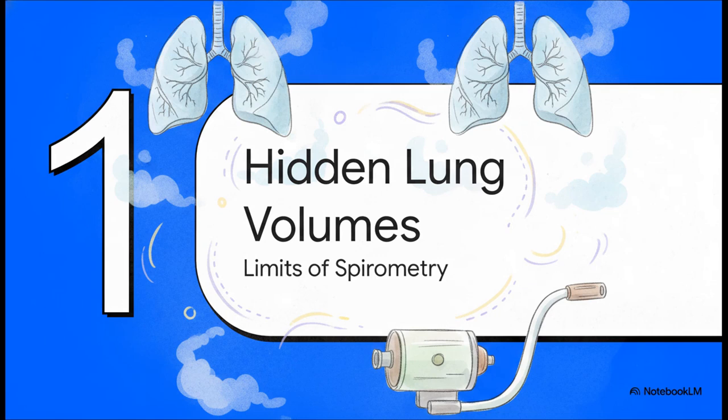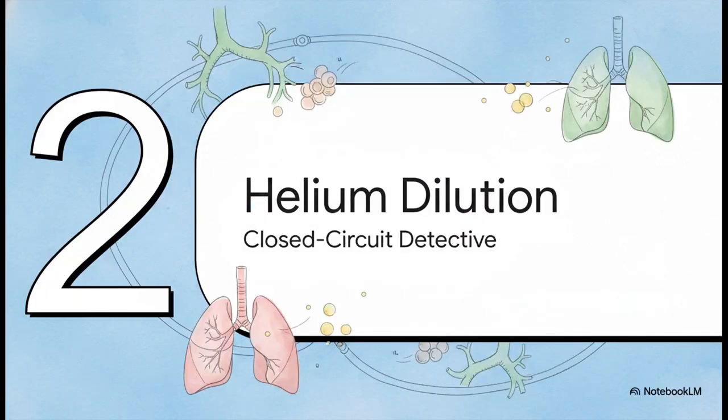All right, section 1, the hidden lung volumes and the limits of spirometry. Like we just said, because residual volume is the air left over after max exhalation, direct spirometry is out. And here's the kicker. If we can't measure RV, we also can't measure FRC or total lung capacity directly either. They're all linked. This means we have to get a bit creative. We need some clever, indirect techniques to measure whatever gas is just hanging out inside those lungs right at the beginning of a test. Which brings us to section 2, the helium dilution technique, our closed-circuit detective.